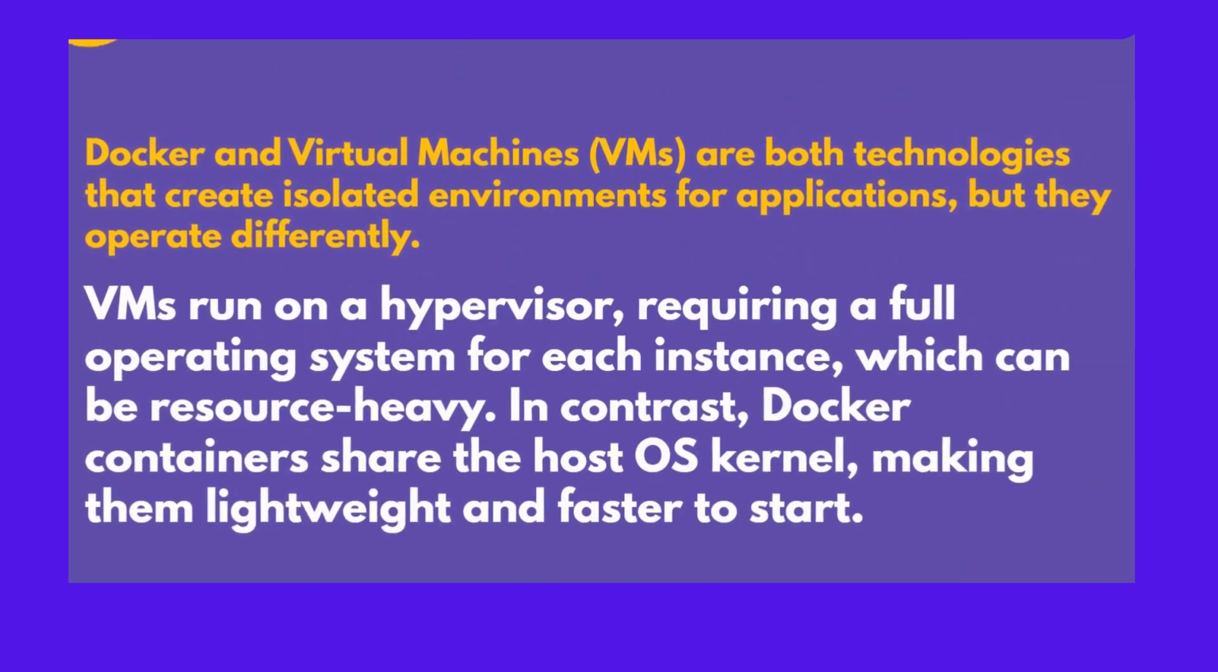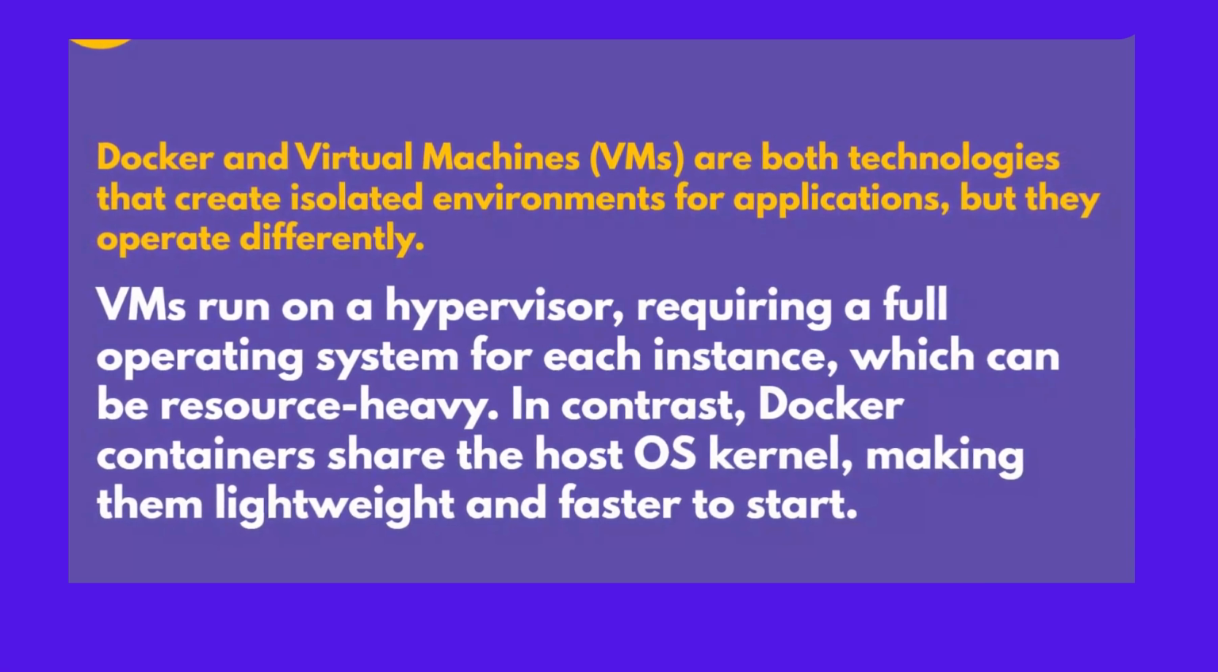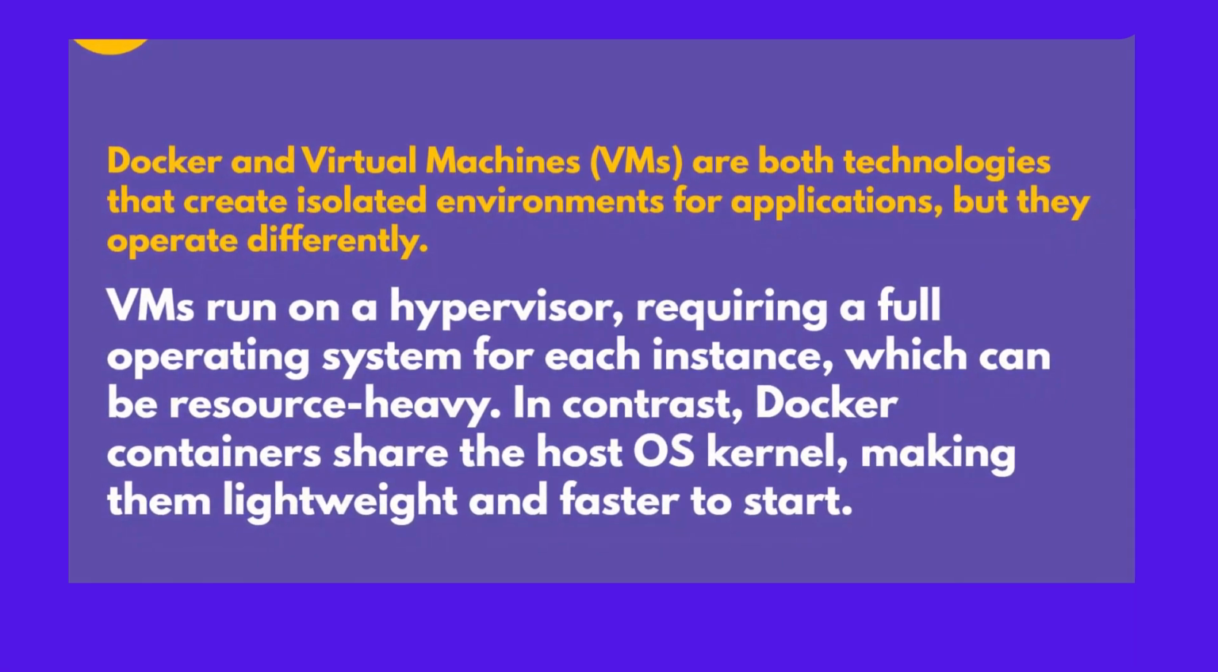Docker and virtual machines, VMs, are both technologies that create isolated environments for applications, but they operate differently. VMs run on a hypervisor, requiring a full operating system for each instance, which can be resource-heavy. In contrast, Docker containers share the host OS kernel, making them lightweight and faster to start.